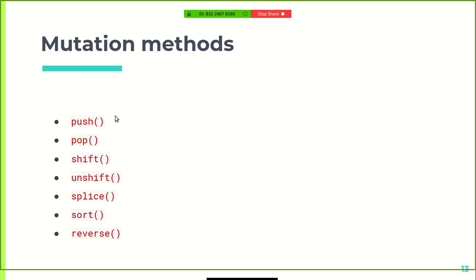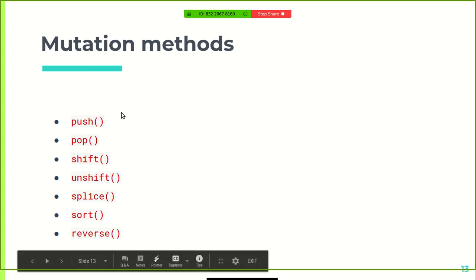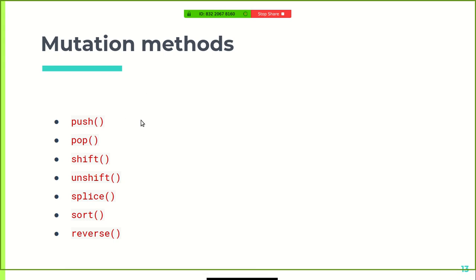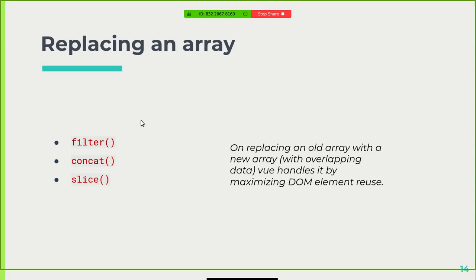Mutation methods, all the mutation methods we know, are the methods which allow us to make a change into the existing array. These are simply those methods, and the changes done by these are reactive. These changes are recognized.